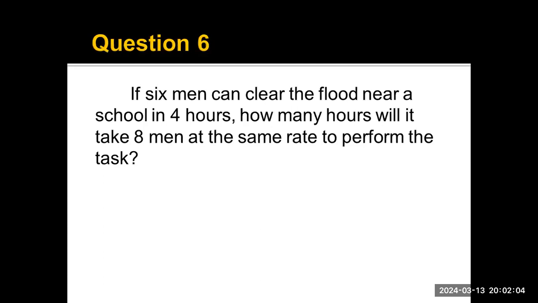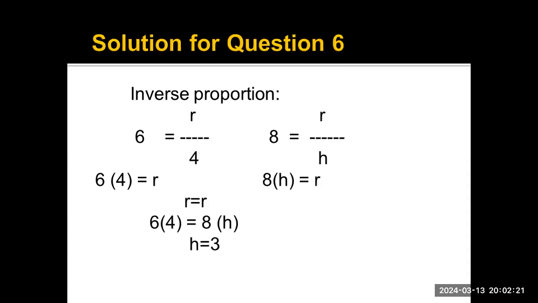Question number 6. If 6 men can clear the flood near a school in 4 hours, how many hours will it take 8 men at the same rate to perform the task? So this problem involves an inverse variation, no? 6 varies inversely as 4, no? In the first equation. Second equation, you can say 8 varies inversely as h. So they have the same rate.